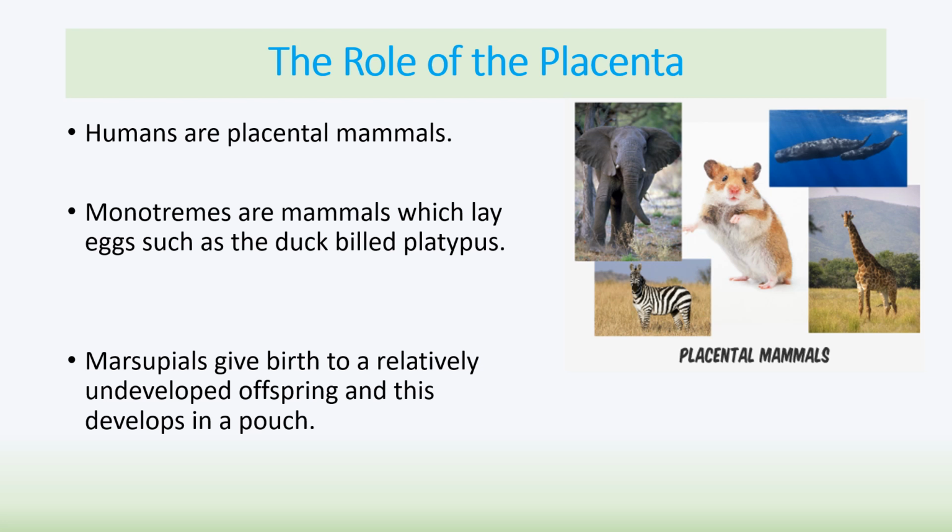So monotremes are mammals that lay eggs, such as the duck-billed platypus, and marsupials give birth to relatively undeveloped offspring, which then develop in the pouch. So you can think of the kangaroos, etc.